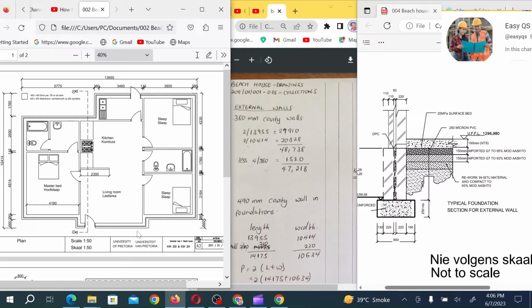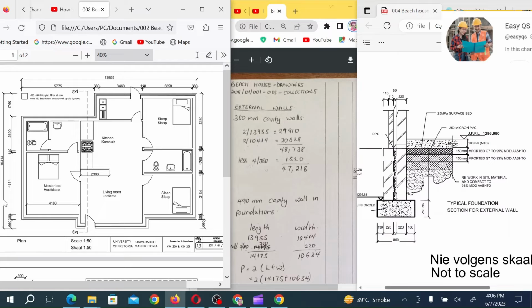Let's now find the perimeter. Perimeter is always equal to 2 into bracket length plus width. Alright, what is the length? If you look at this diagram very keenly, the length is from here up to here, then it continues here, giving us 13,955. Below here, what is the length? It is the same, this one plus this one plus this one is also equal to 13,955. So the length is 13,955.